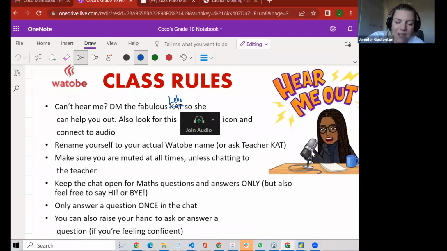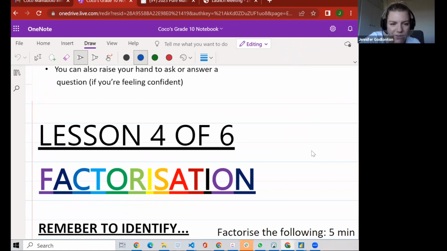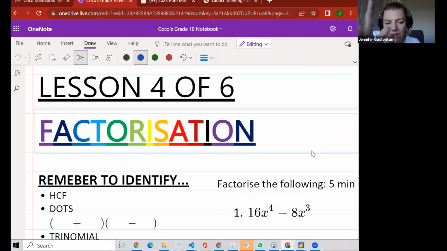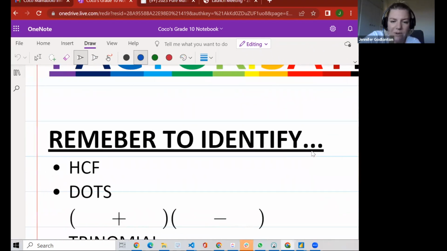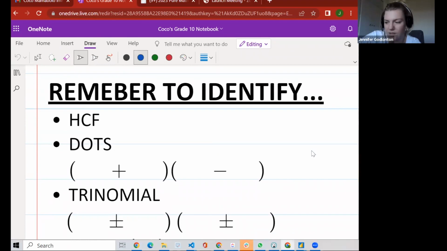Let's jump into some of our factorization. Let's see how we go. Okay, so this is lesson 4 of 6. We're going to go through a little bit of a recap first, talk about the different things that we know how to do, and then we're going to do a bunch of questions just to make sure everything's happy in our brains. Okay.